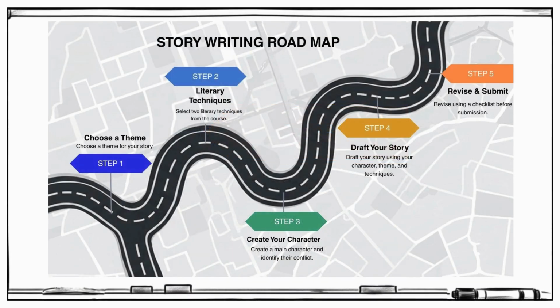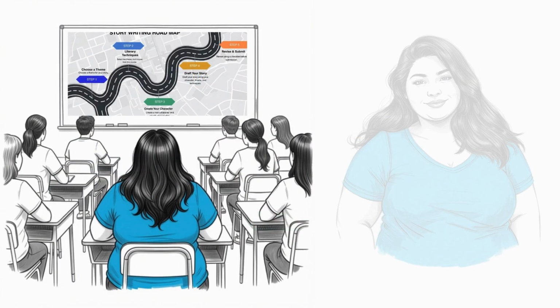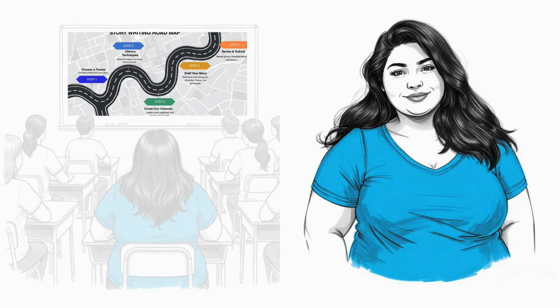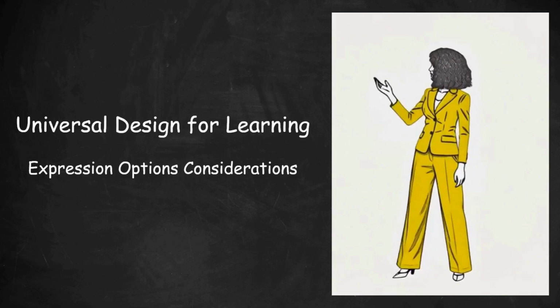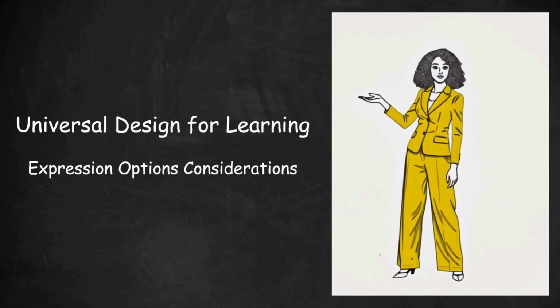By breaking a complex assignment into smaller, clearly defined tasks, instructors reduce overwhelm and help learners focus on one step at a time. When learners can see clearly the path forward, they're more likely to demonstrate what they know instead of spending their energy figuring out where to begin. That's UDL in action. Have you ever had a learner who knows the concept but struggles to express it?